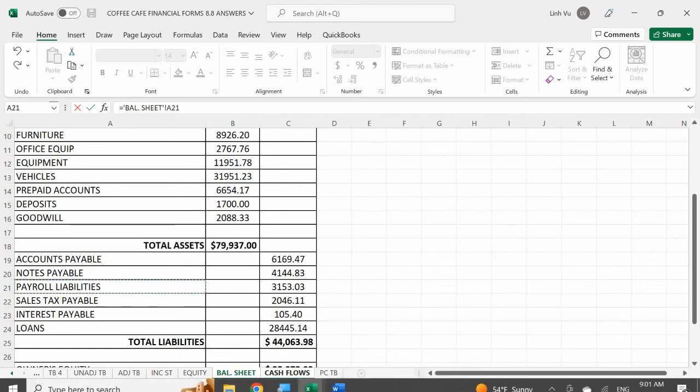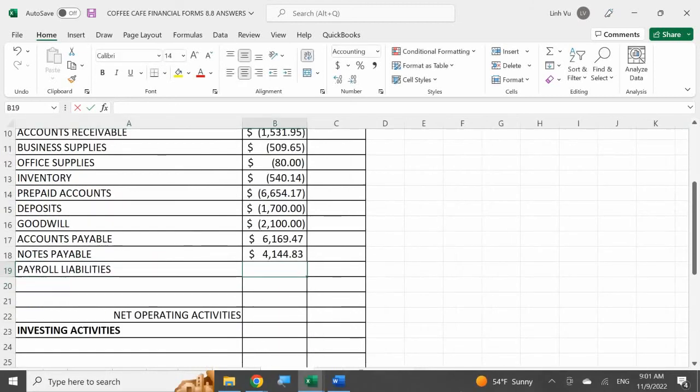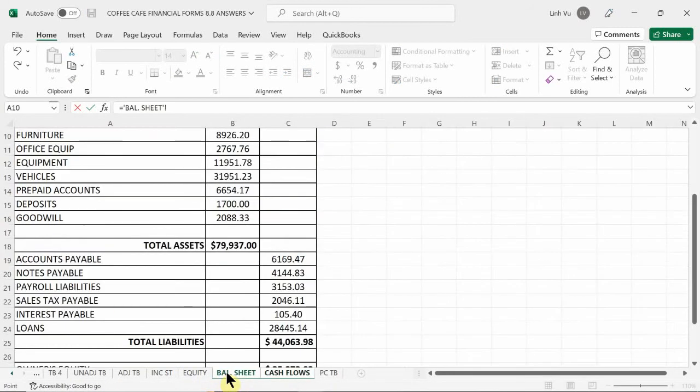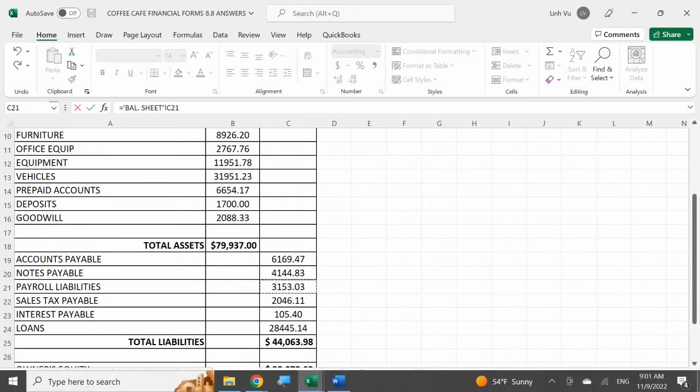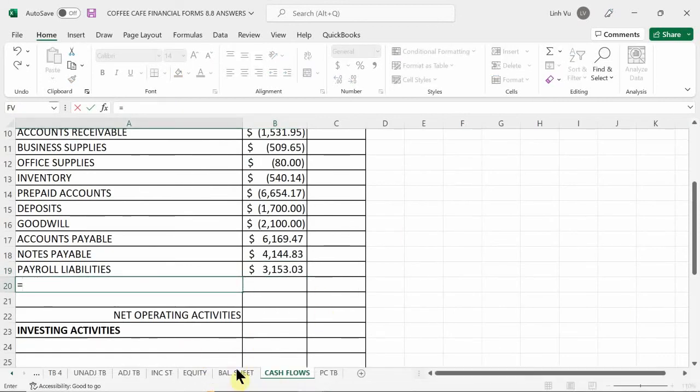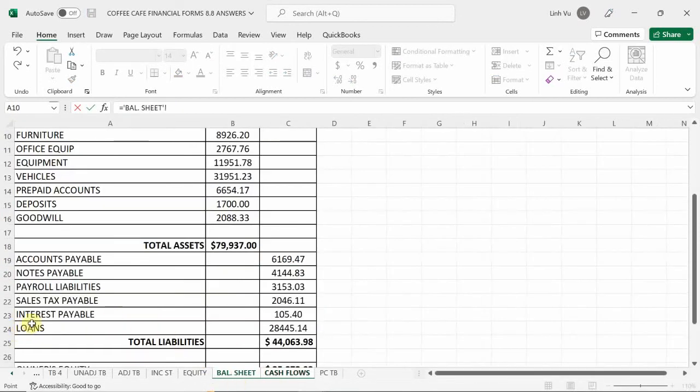Payroll liabilities. Did I pay the government at all for having employees? No. So that means I still have $3,153, because I still owe the government. I never paid them. So I still have this $3,000 cash in my pocket. Okay? And then let's see what's next.